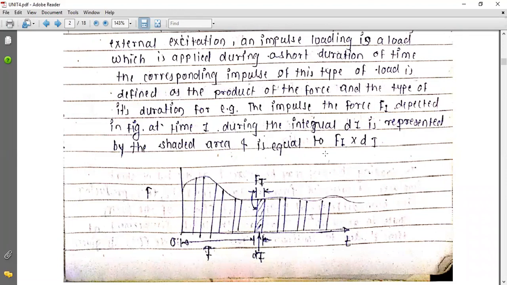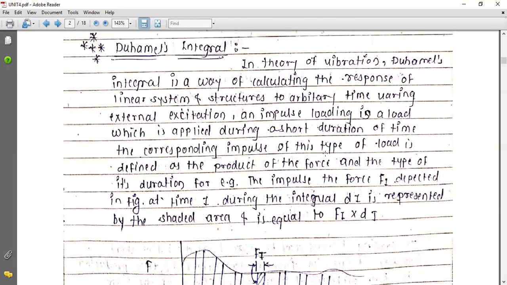We have taken this Fi for one strip, and we'll calculate based on the one strip, that is the Duhamel's integral. Okay, so all of you write down this diagram and the Duhamel's integral. So write down Duhamel's integral.